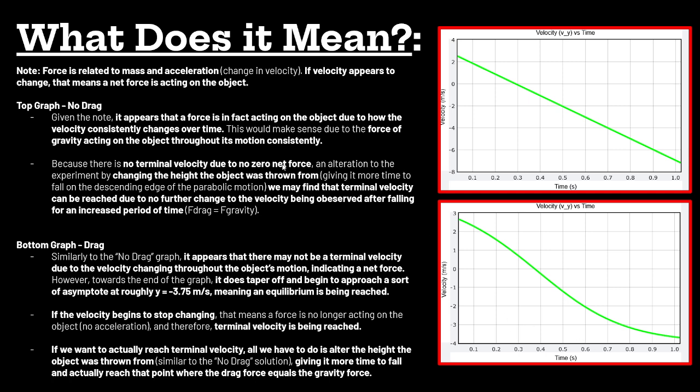However, if we wanted to change this experiment to actually reach that terminal velocity, all we would have to do is change the height it was thrown from, which means it'll have more room on the downside of the parabolic motion to actually fall and reach that point where force of drag equals force of gravity, and thus give us that terminal velocity.